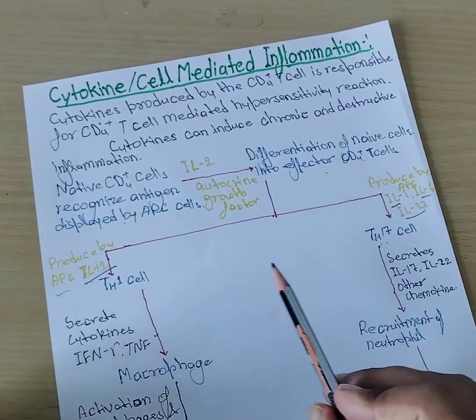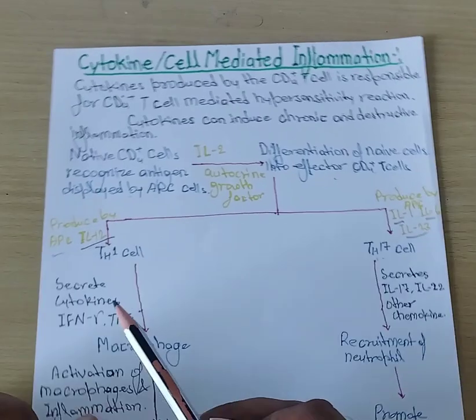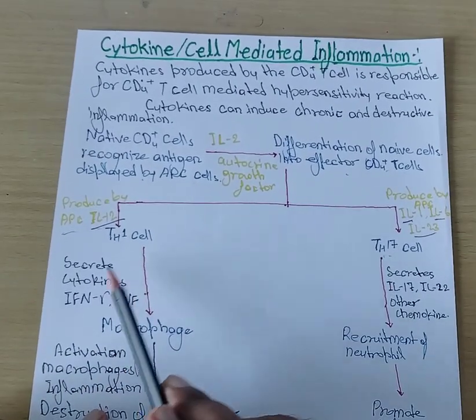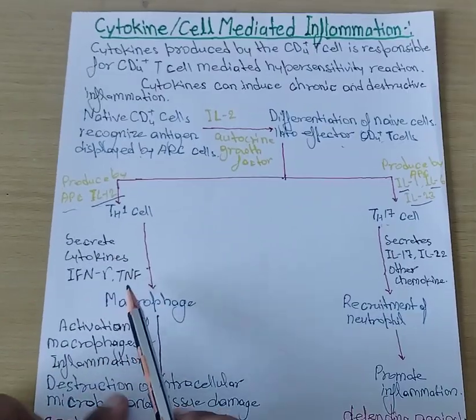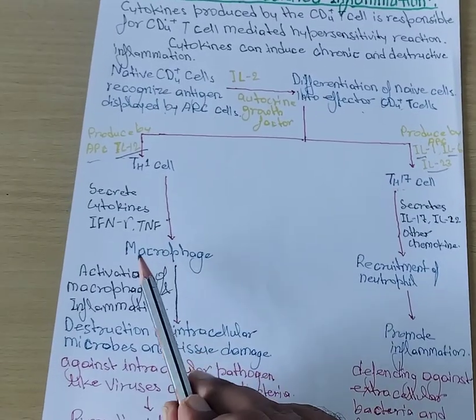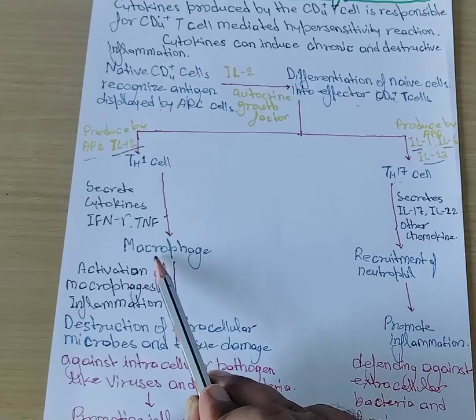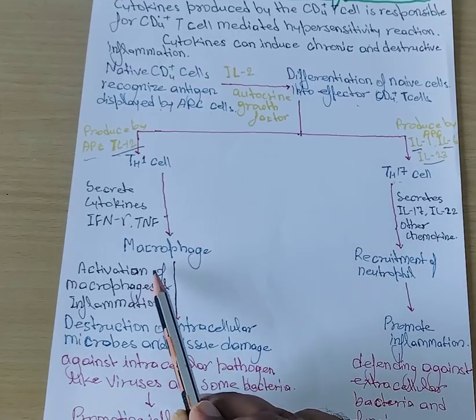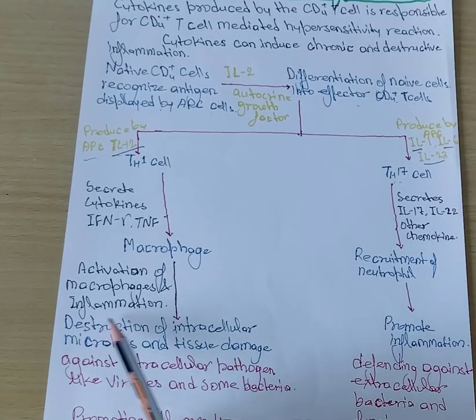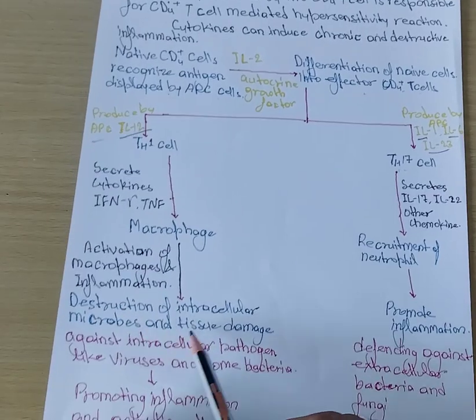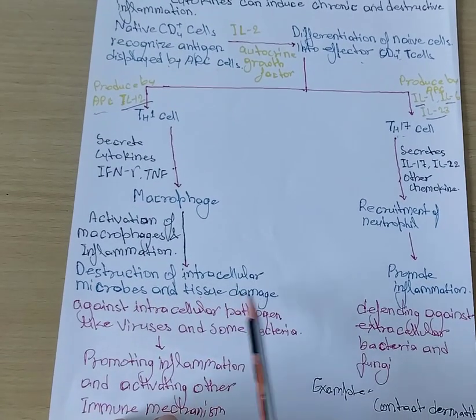Now we will see this. Th1 cells secrete the cytokines interferon gamma and TNF, which activate macrophages. Activation of macrophages and inflammation leads to destruction of intracellular microbes and tissue damage.